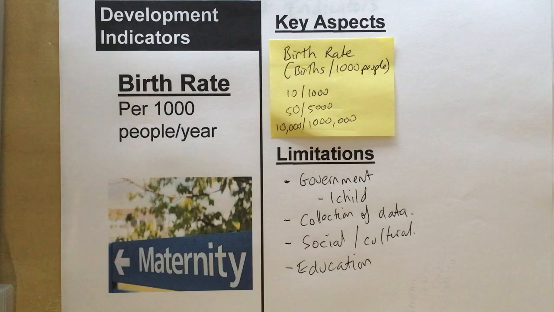So we have development indicators, White Glove Geography, and that's birth rates, the key aspects and limitations.